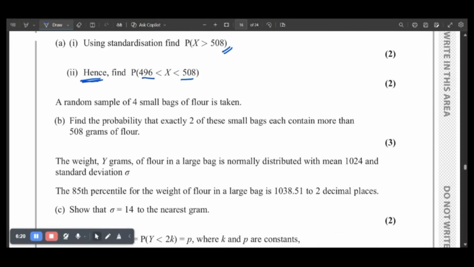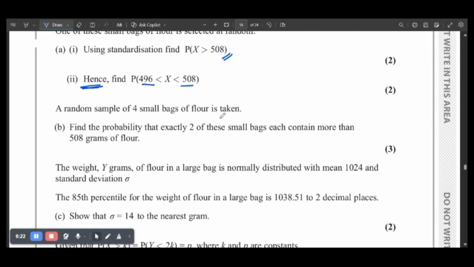Now for part B, it says a random sample of four small bags of flour is taken. Find the probability that exactly two of these small bags each contain more than 508 grams of flour.